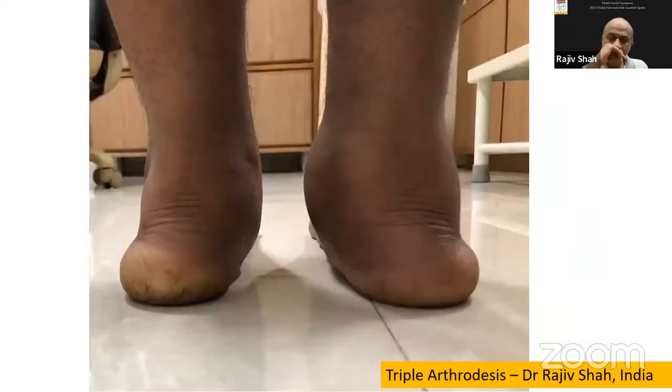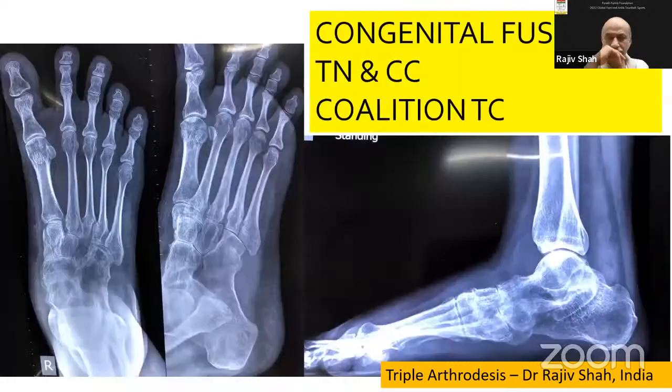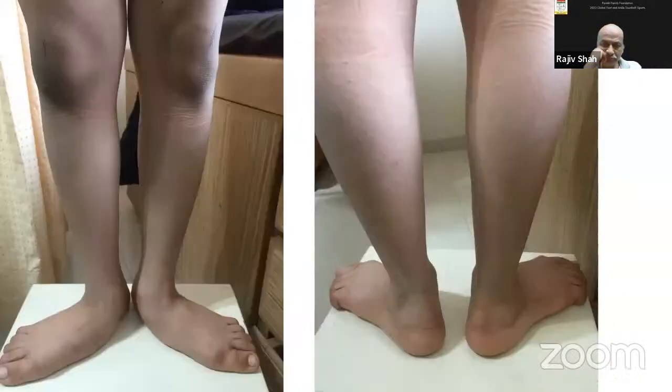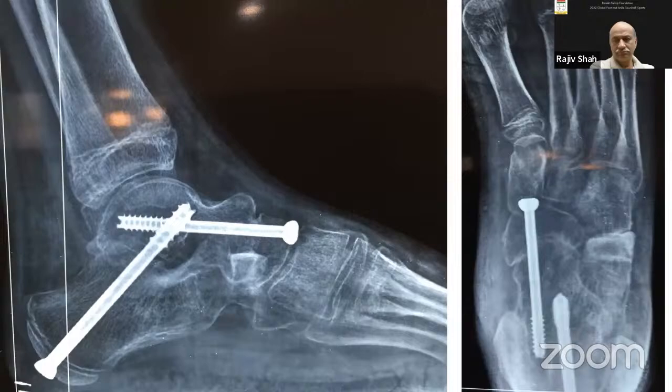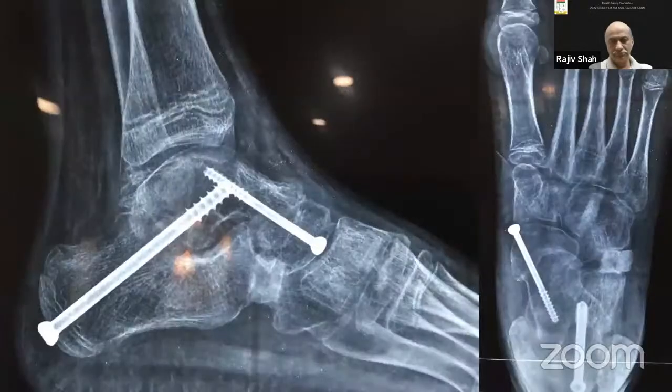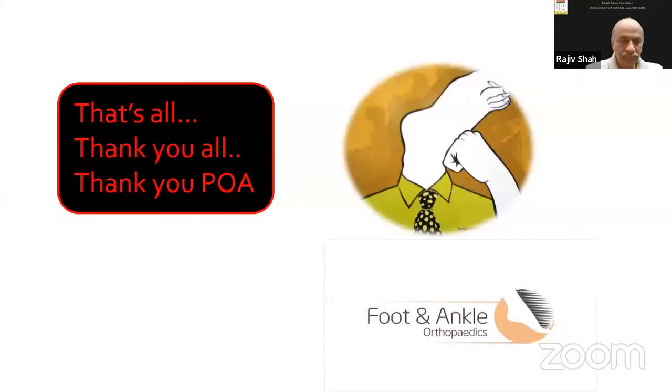This was a case of congenital fusions of the talonavicular, calcaneocuboid, and talocalcaneal joints with coalescence. This was corrected with subtalar corrective fusion and talonavicular fusion. Pediatric flat foot, if it is bad like this, could also be treated. Now look at the deformity, which was treated with talonavicular and subtalar fusion.